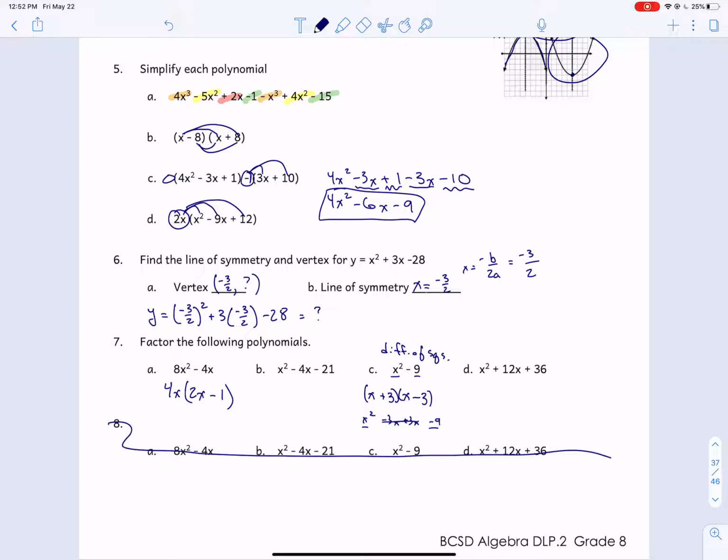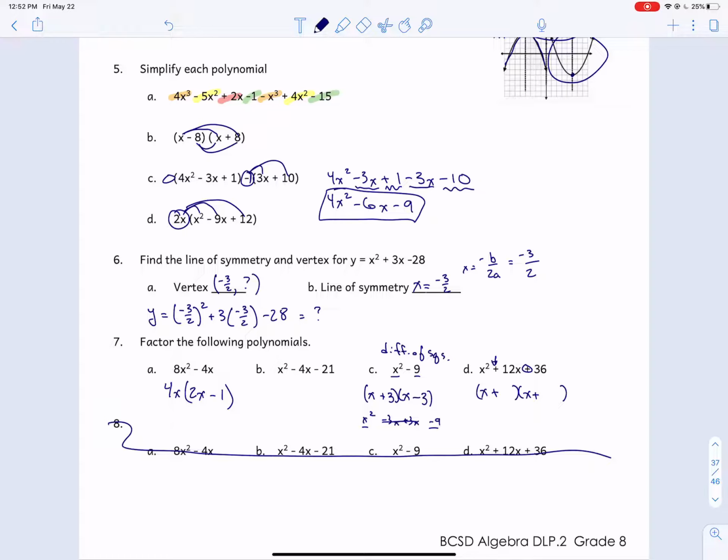The other two we're factoring as normal. This one is a positive, so that means the signs inside the parentheses are the same, and they are this sign, which is a plus. So factors of 36 that will add to 12.